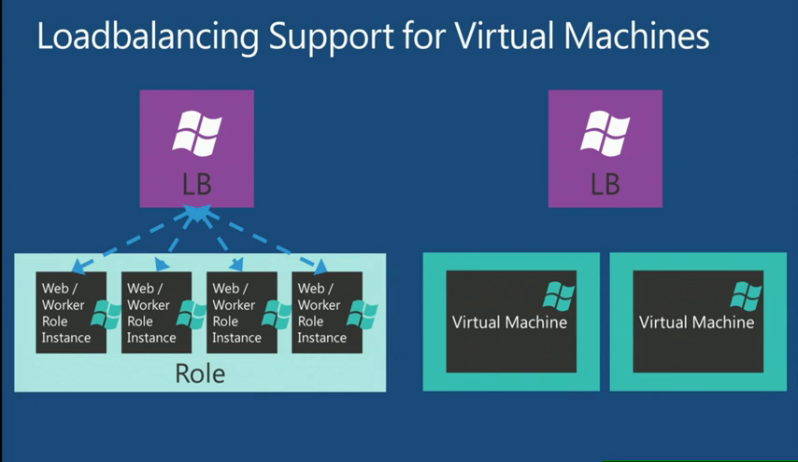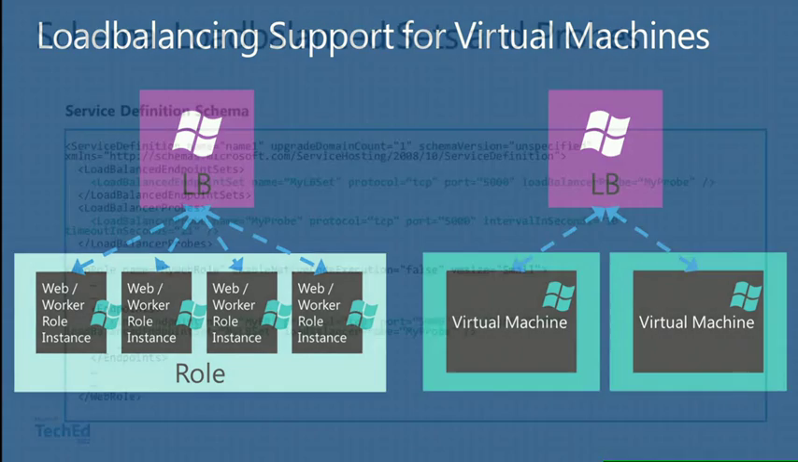And let's say for high availability, you are setting up two virtual machines, and you wanted to actually load balance between them. They are actually two different roles. So we had to tell the load balancer that these two roles actually perform a single task. So group them together as a single load balance set and distribute traffic between them. So we've enabled that support with virtual machines, and you can actually set probes for that as well.